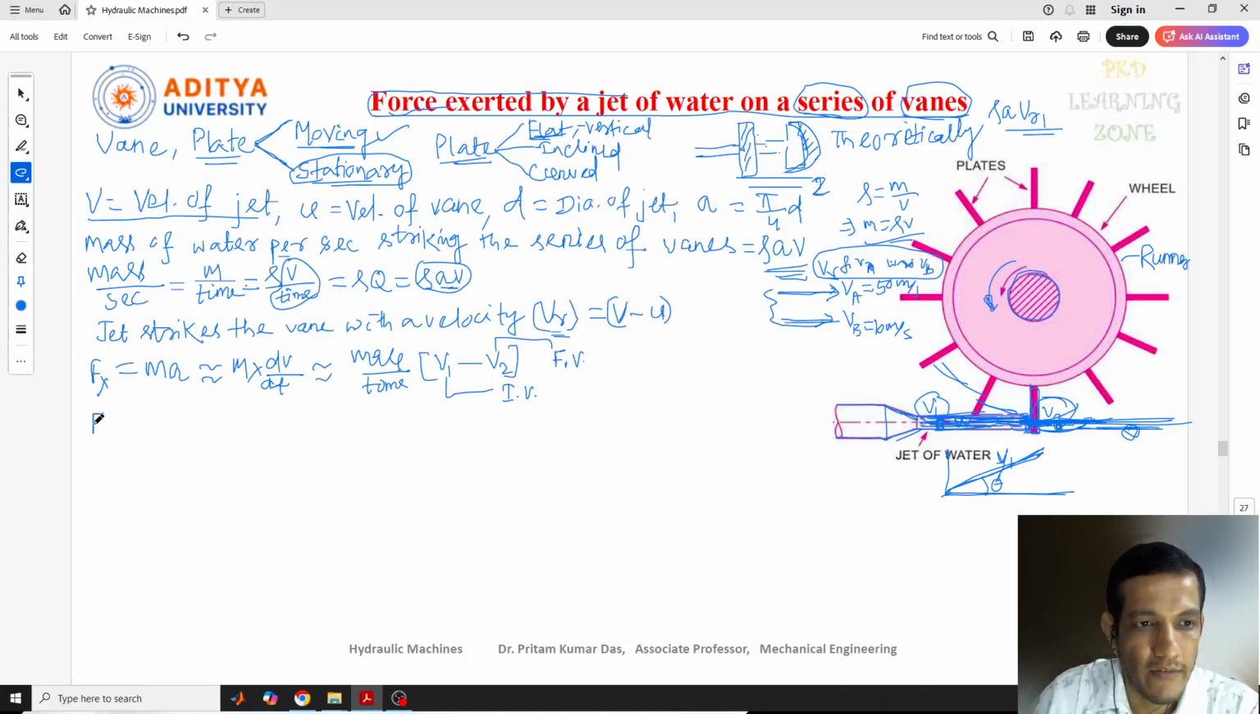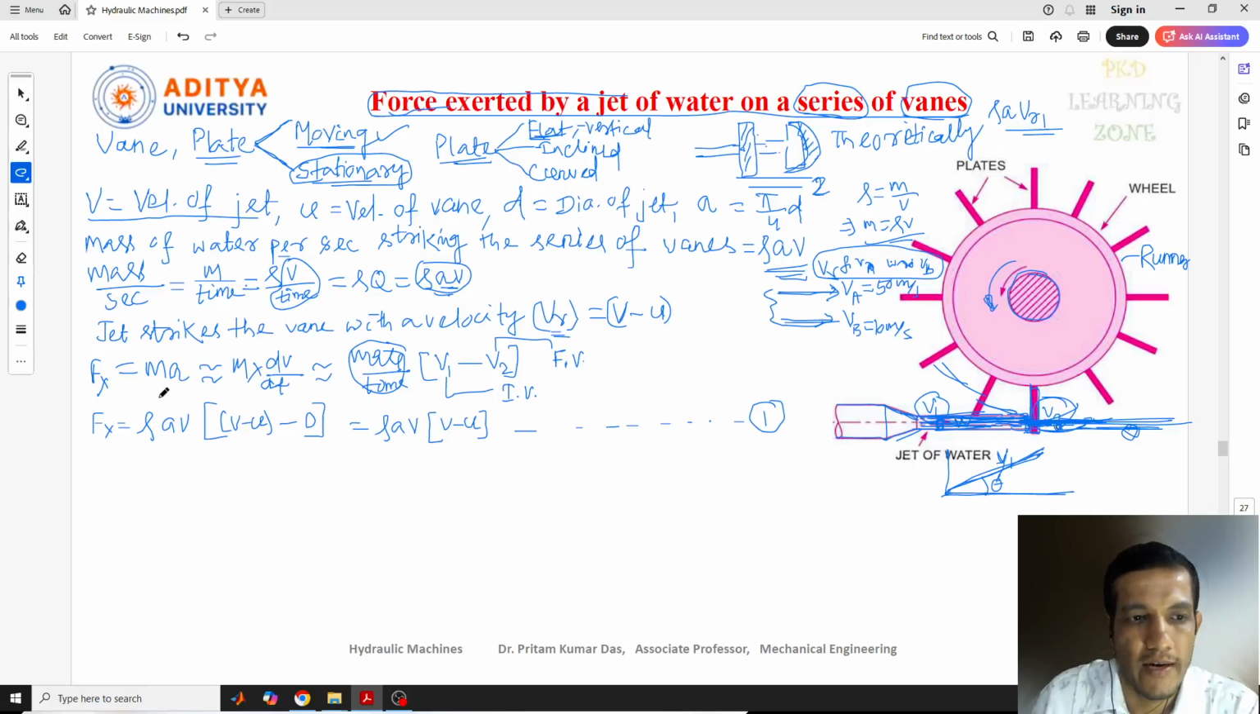So we can write Fx equal to, again, this is rho a v, this one mass per time, what we got here. And here we'll write v minus u minus 0, initial velocity minus final velocity. And finally we can write this is rho a v, and here in brackets we can write v minus u. So this is our equation. So we can write in this way, or else we can write as per Newton's second law of motion, we can write in this way.